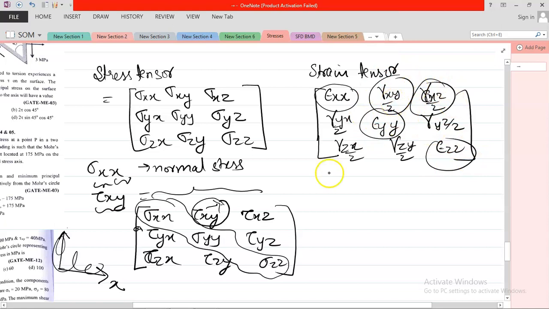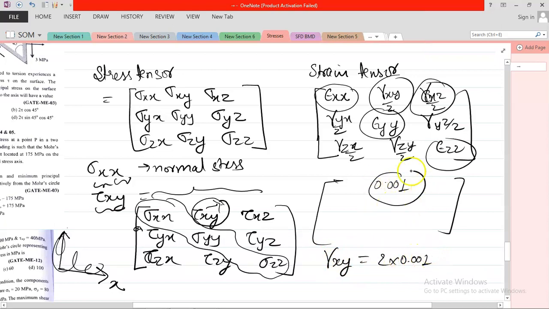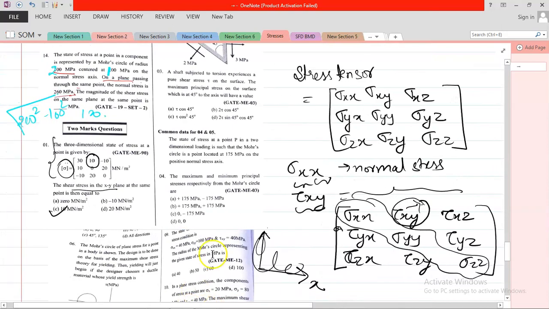Okay. So if someone gives it in this format and the center value is 0.001, and you need to find the strain in the xy direction, just multiply it by 2, because here the value is gamma xy by 2. So if you want to know gamma, multiply by 2 so that you can get the shear strain in that direction.